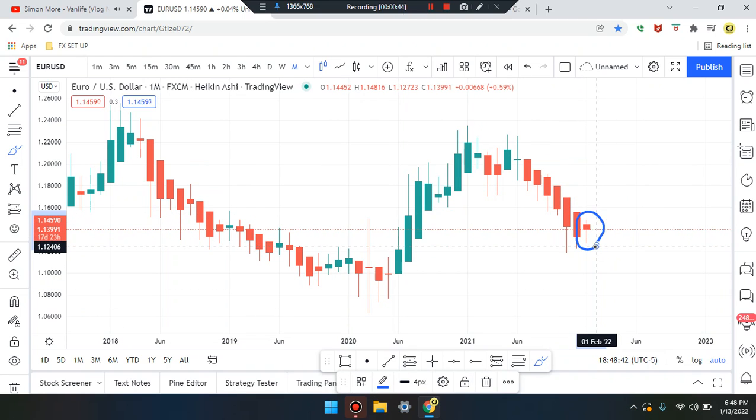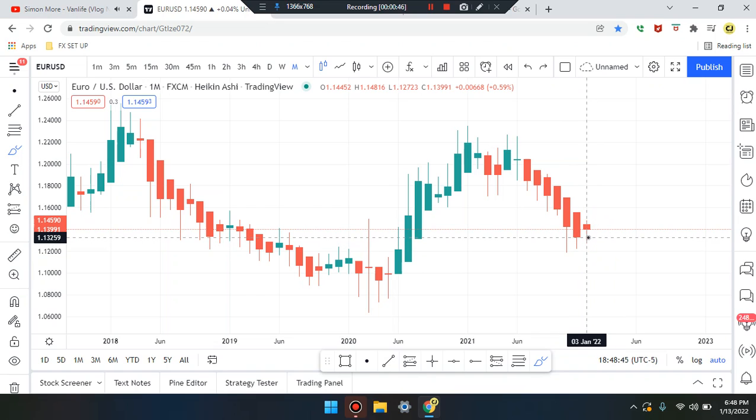The last candle in the market is a doji, an indecisive candle, waiting for an engulfing pattern to push this market up, or an engulfing pattern that's going to push this market down.